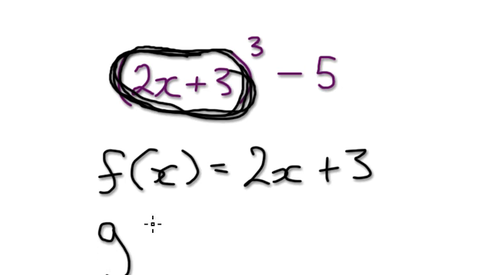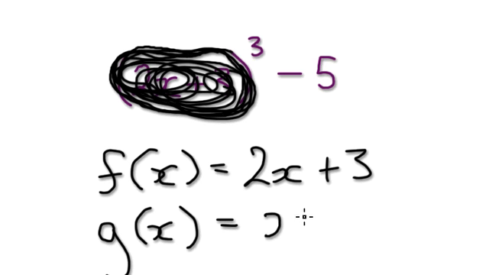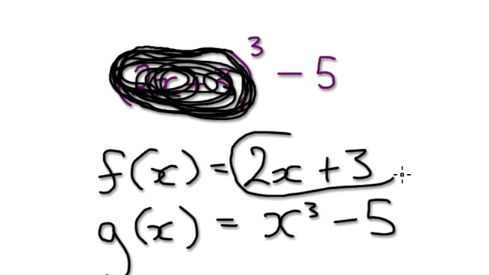So let's call it g of x, equals whatever this thing is here. Okay, let me just color it in. So you've got a peanut to the power of 3, and then take away 5. That itself is another function. Peanuts to the power of 3, take away 5. So you see, here you've got a function buried within another function.